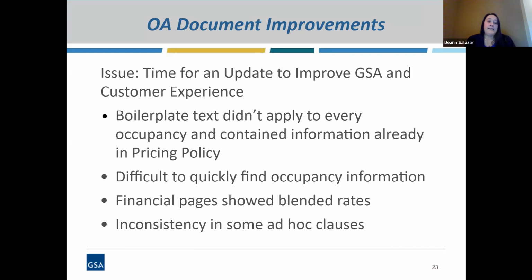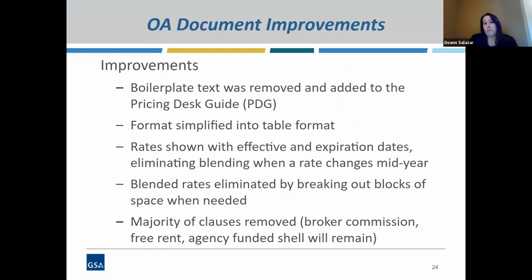And then we had some inconsistencies in those ad hoc clauses that we needed to address. So going forward, all of that boilerplate text has been removed. It was either added to the pricing desk guide or, like I said, most of it was already part of the pricing desk guide. We just clarified or made the language a little bit more consistent where we needed to do that. That paragraph format has really been simplified into a table format. So you can get used to quickly looking through and saying, yep, here's my square footage, here's my parking, here's my dates. It also makes it reportable and trackable when it's put into those table formats.